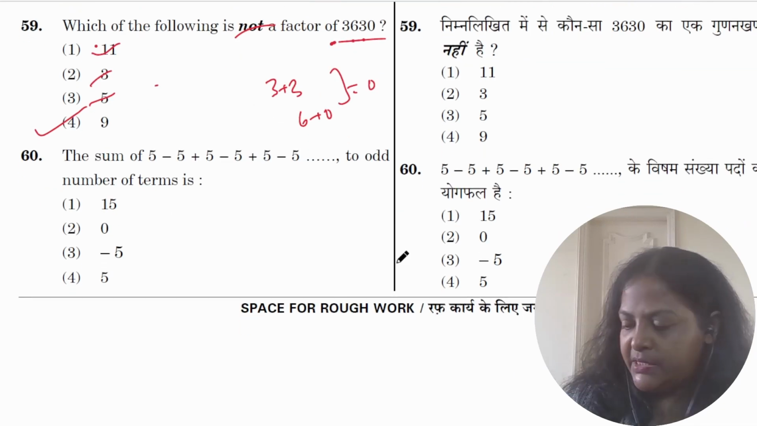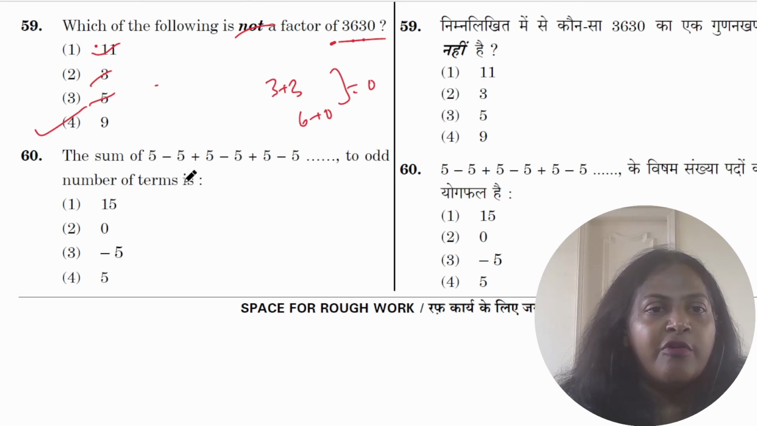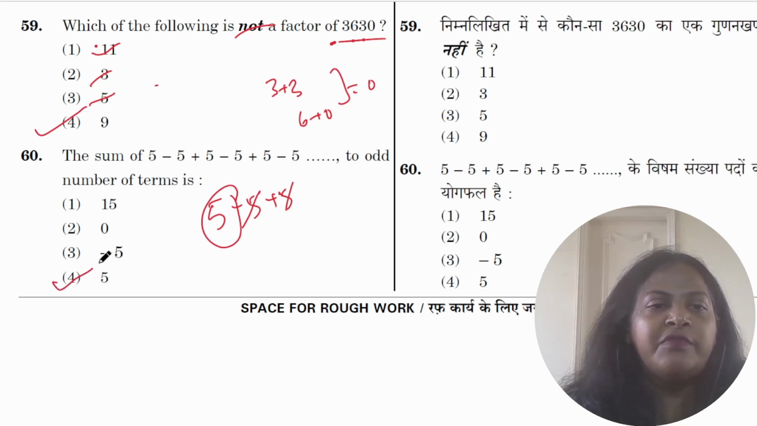Question 60 is pretty interesting. This is the sum of 5 minus 5 plus 5 minus 5 over odd numbers. So we just have to take any odd number. So let's take 5 minus 5 plus 5. Okay. So for any odd number, the minus 5 and plus 5 will just cancel, and we will be left with 5. If this was an even number, so we have plus 5 minus 5 plus 5 minus 5, the answer would have been 0. But since we're looking at odd numbers, the answer would be 5.